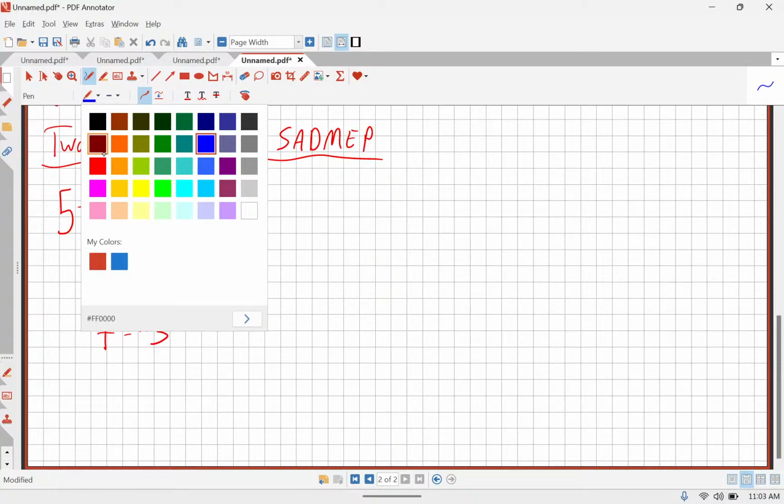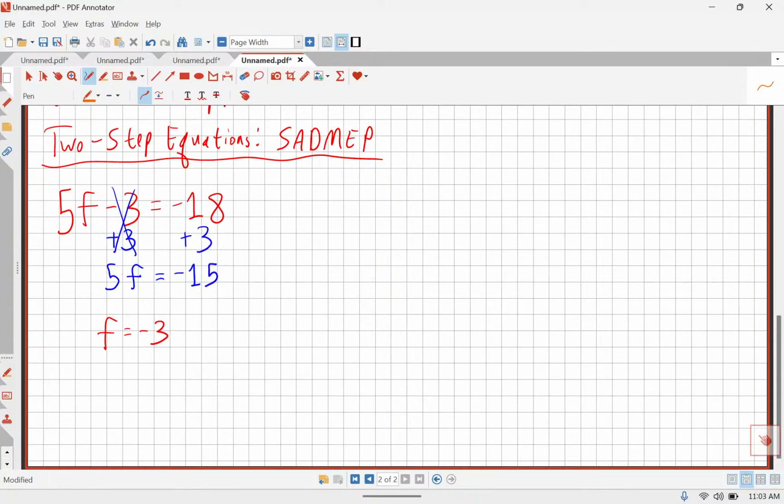What's the next thing? Since there's a secret multiply, yeah, divide both sides by 5. There's a secret multiply between a number and a variable if there is nothing there. That's a secret 5 times f, and that's f equals -3, and we're all set. Okay.